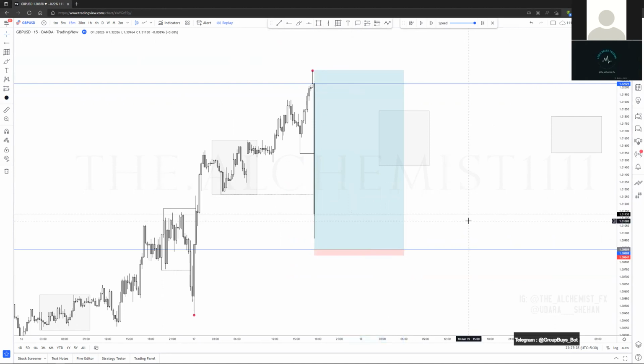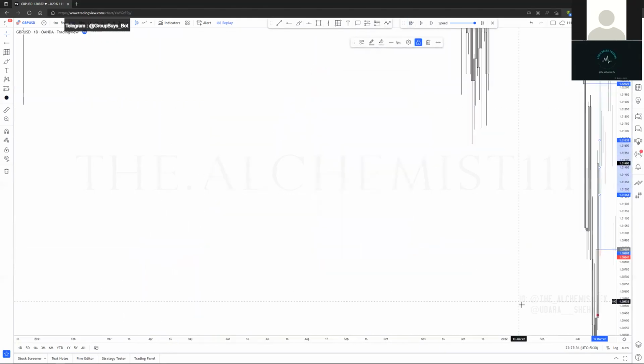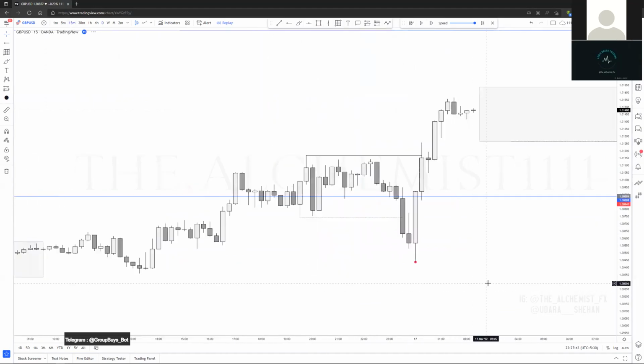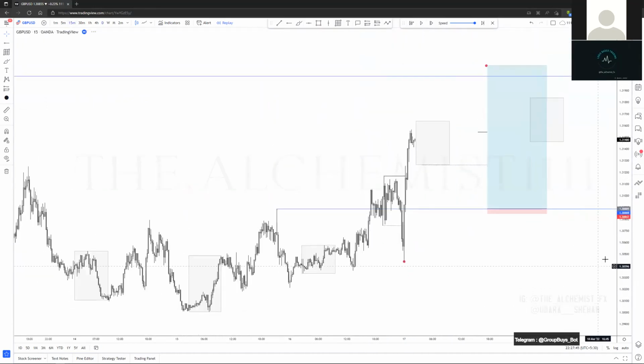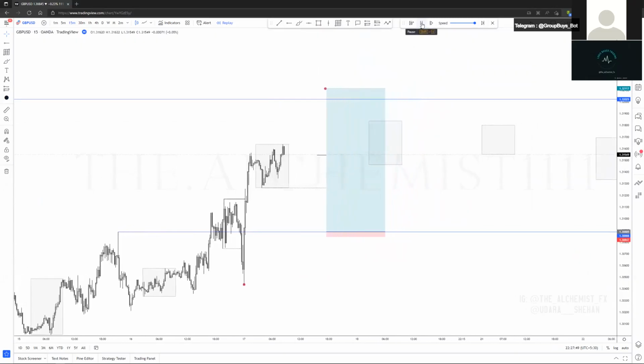Could you show me again what is the high time frame POI? No, I showed you this one right here. See this? The daily imbalance. Yes, right. We're buying it from the daily imbalance. Yes, nice. That's why I told you the high time frames are very important. Okay, and then let's see what happened.